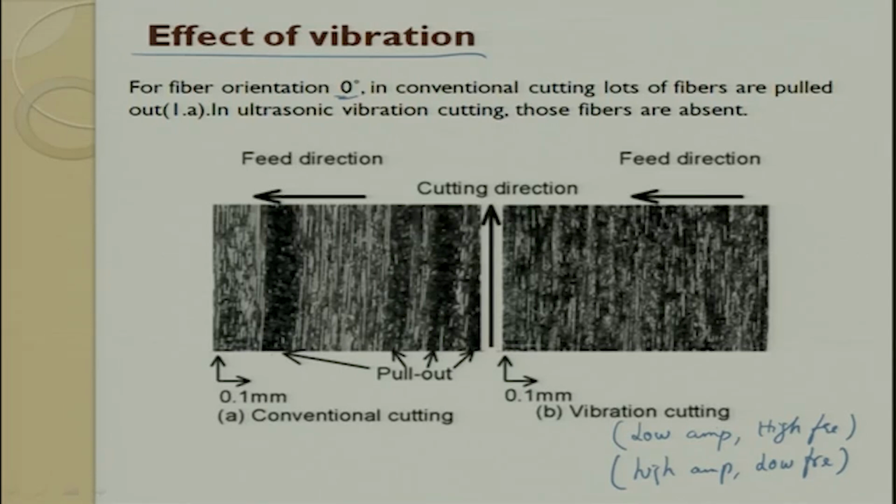When you do it without vibration, and that too in 0 orientation, I am talking about only the 0 orientation, you can see there are a lot of fiber pullouts coming out, and in vibration there is no visible fiber pullout. Fiber pullout means the fiber is getting pulled out from its original position, and then it is going to deteriorate the service condition of the part. So, here in vibration assistance it is not seen.